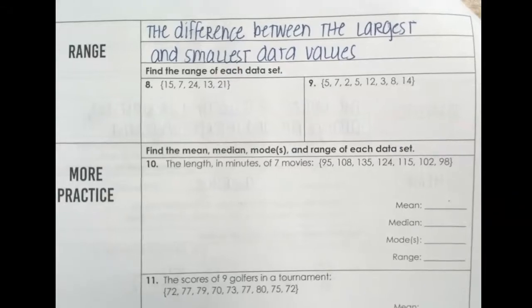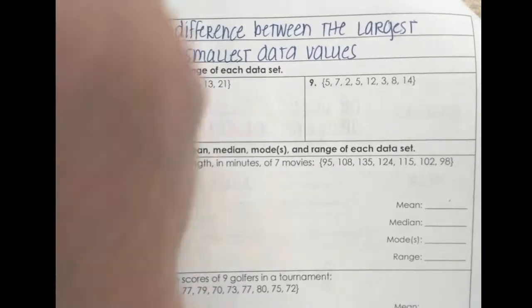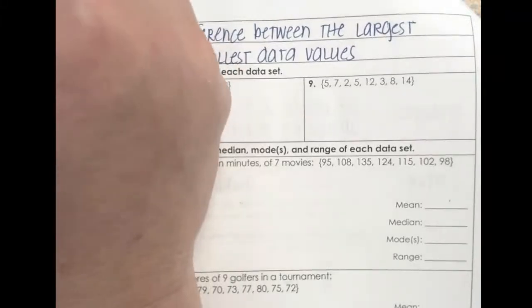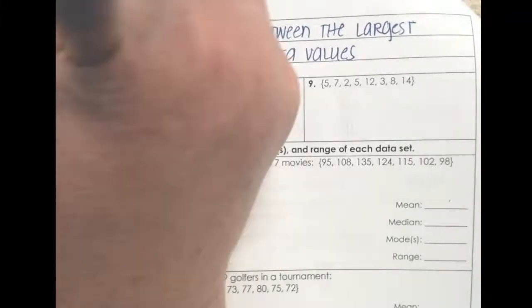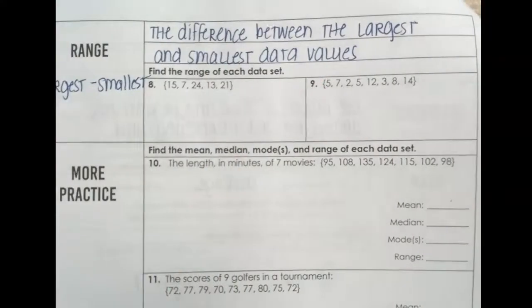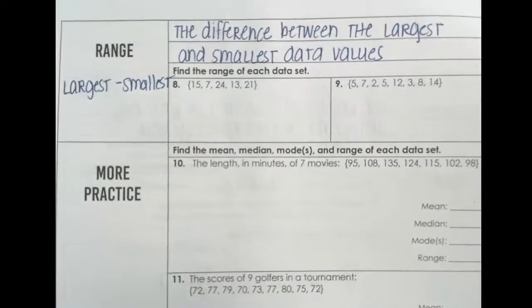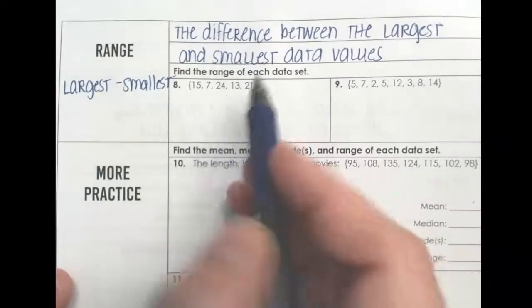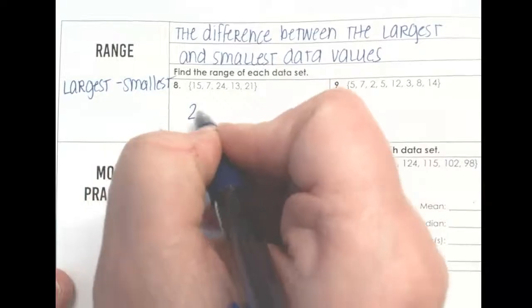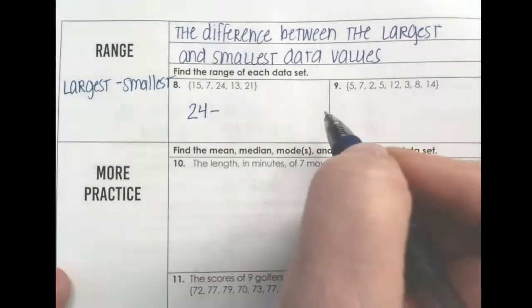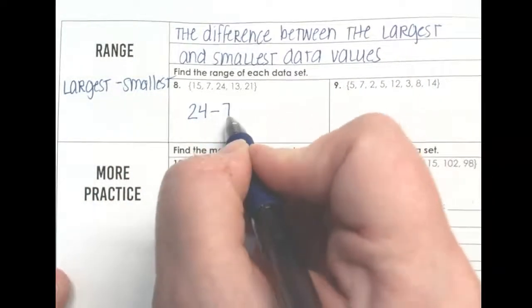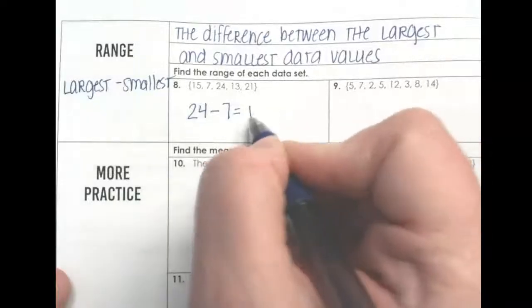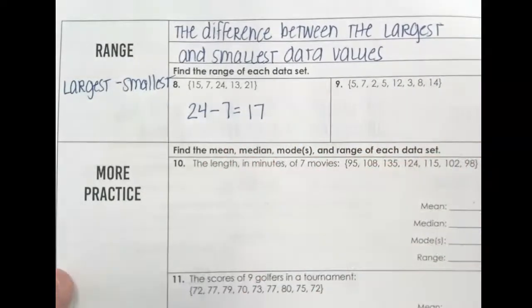So if we're talking about range, range is the difference between the largest and the smallest data values. So you'll just take the largest minus the smallest. Okay, largest minus smallest. That's really what you're doing. So when we look here at number 8, I'm going to look for the biggest number. The largest number is 24. And then the smallest number is 7. And 24 minus 7 is 17. So the range is 17.